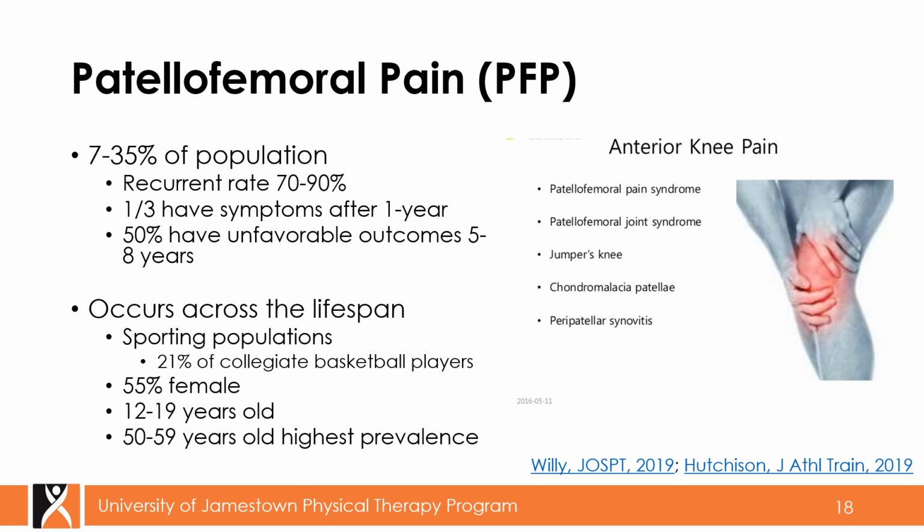It is a common diagnosis across the lifespan with a couple different peak age ranges. Hutchison in 2019 found that 21% of collegiate basketball players were suffering from PFP. It is a little more common in females, and then the peak age ranges are between 12 to 19 when athletics are really common, and then the highest prevalence is between 50 to 59 years old.